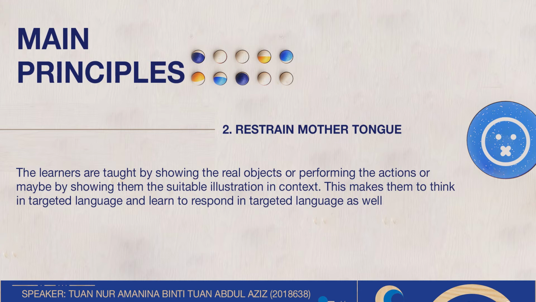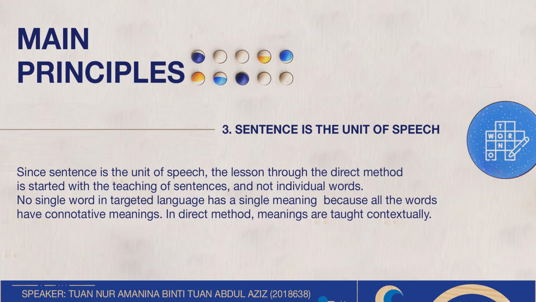Number 2, restrain the mother tongue. The learners are taught by showing the real objects or performing the actions, or maybe by showing them suitable illustrations in context. This makes them think in the target language and learn to respond in the target language as well. Number 3, the sentence is the unit of speech.